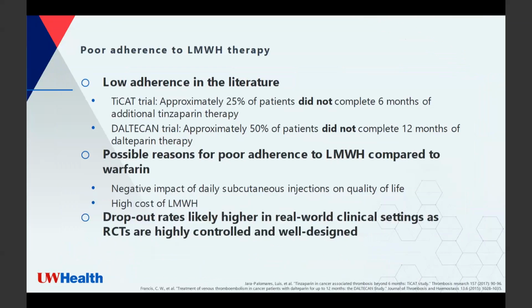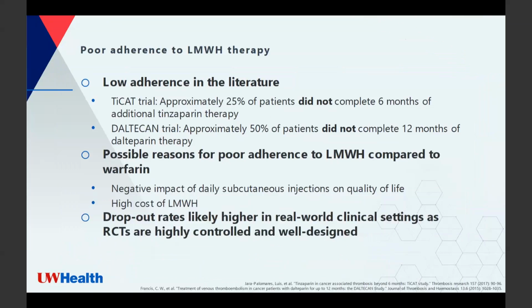So we know that evidence supports use of low molecular weight heparin over warfarin, and this may not come as a surprise, but adherence to low molecular weight heparin can be quite poor. There are several studies that have found that long-term adherence with low molecular weight heparin is lower than that with warfarin.